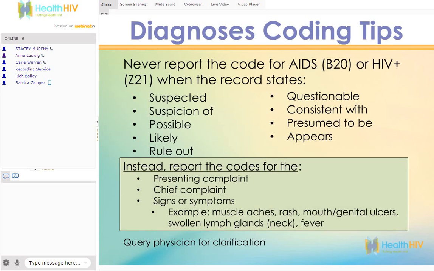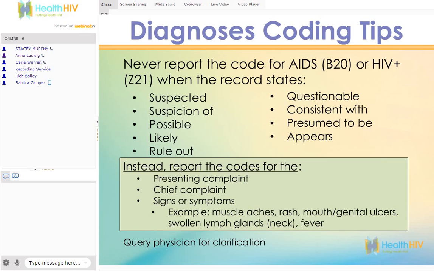We also spoke about the terminology: possible, suspicion of, rule out. Anytime a medical record states any of the terminology that's here on the slide, the presenting complaint should be reported as the final diagnosis, such as muscle aches, rash, mouth ulcers or genital ulcers, fever. You have two options. You can report these, or you can query the physician.